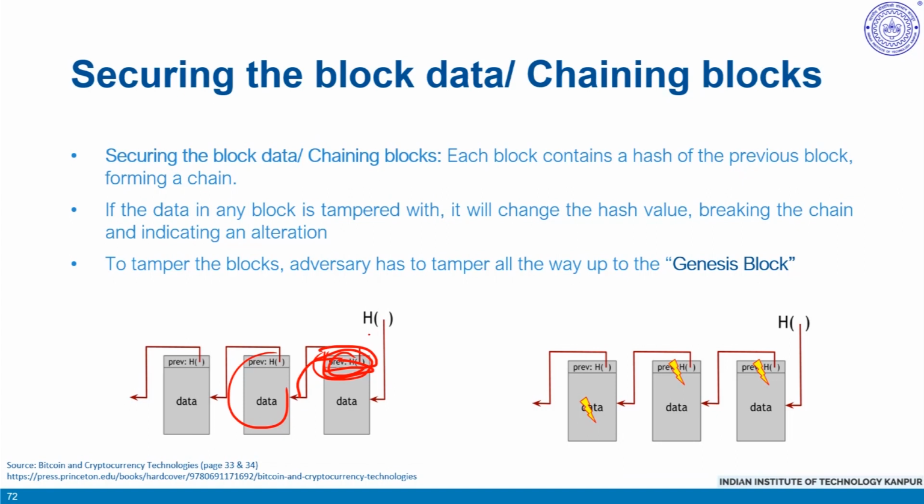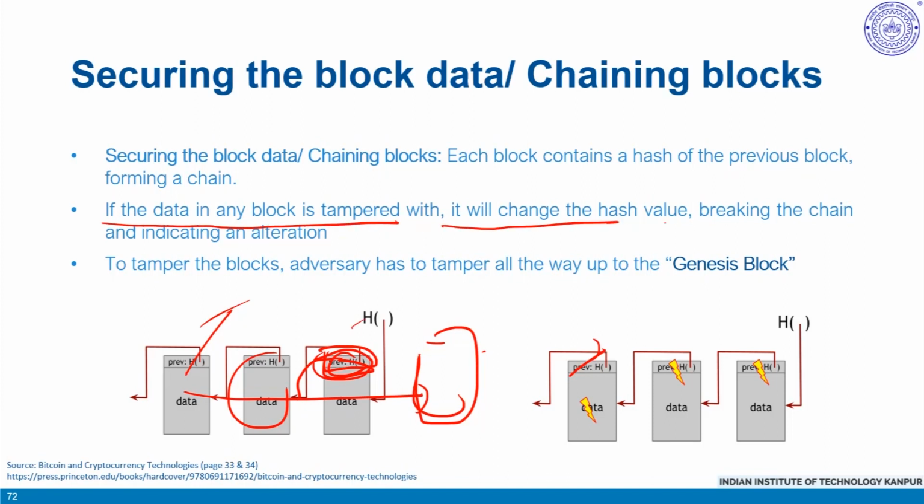A use case for blockchain is a tamper-evident log. That is, we want to build a log data structure like this that stores a bunch of data and allows us to append new data onto the end of the log. But if somebody alters data that is earlier in the log, if some of the earlier blocks are tampered with, we are going to detect it. Let us understand how. If the data in any block is tampered with, it will change the hash value in the header of the next block, breaking the chain and indicating alteration. So if this block is changed, it will not match with the header here in the next block.